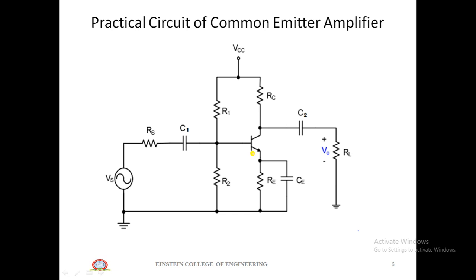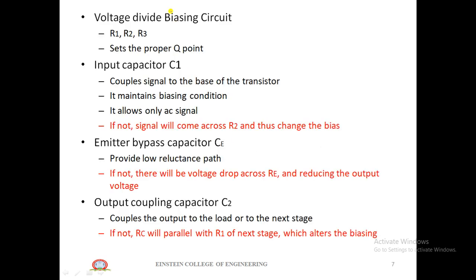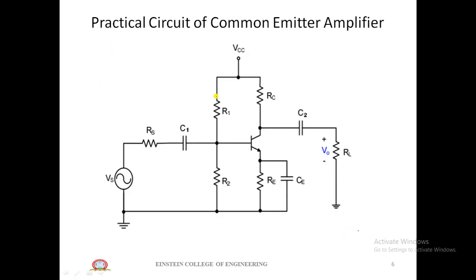Why is this included? We see in the slide. This R1, R2, RE are called voltage divider biasing circuit. The function of this voltage divider biasing circuit is to form the biasing and stabilizing the circuit.